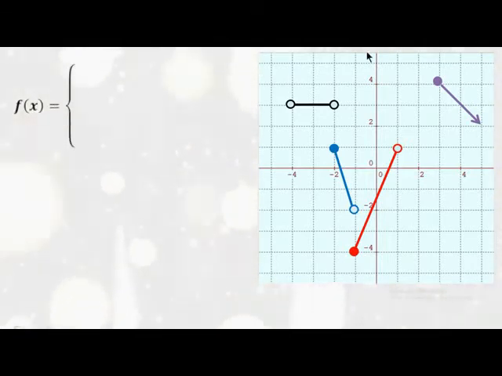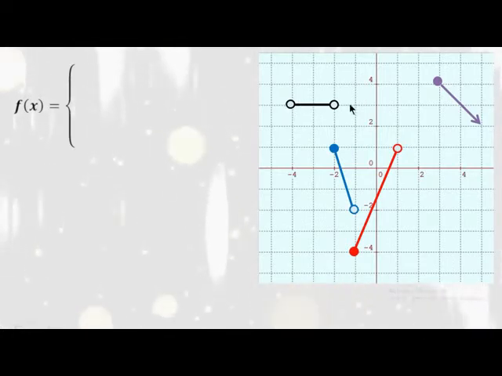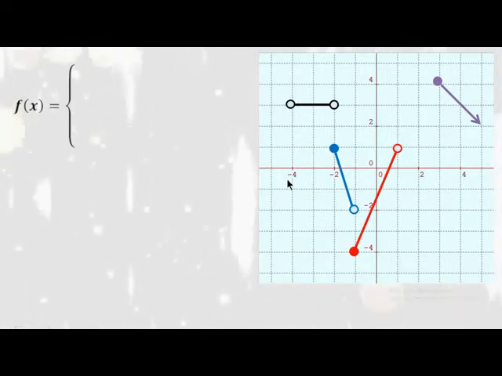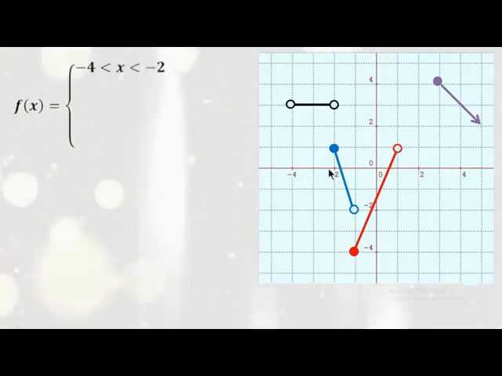So let's start with this one. This is the line that both its edges are empty dots. So the domain starts from -4 until -2. But we don't use equal here. So the domain is x greater than -4 and less than -2. We don't use equal here because this is empty. And the equation for this line, since this is horizontal, is y equal to -3.